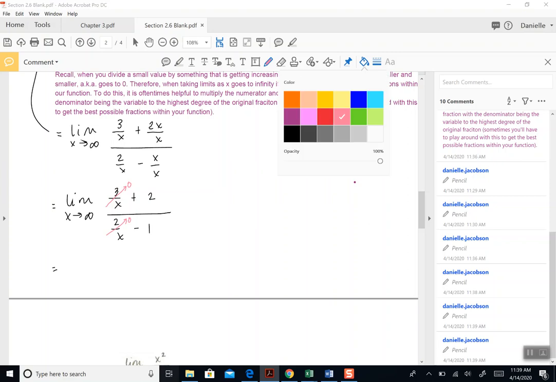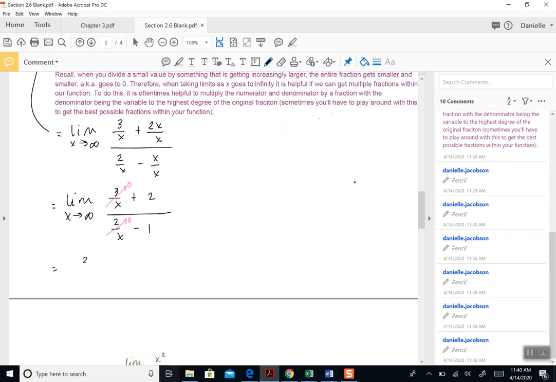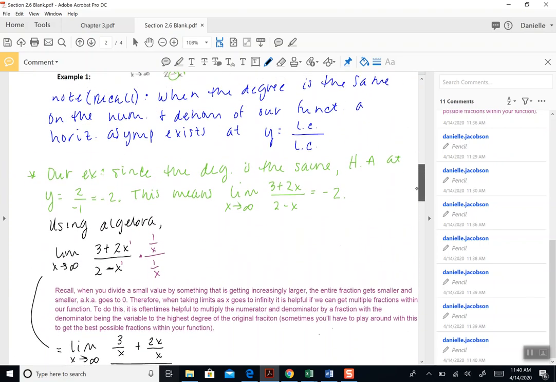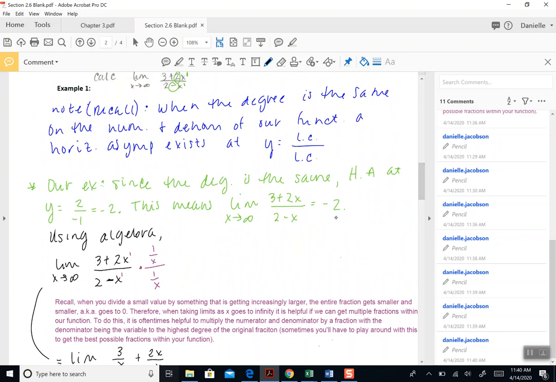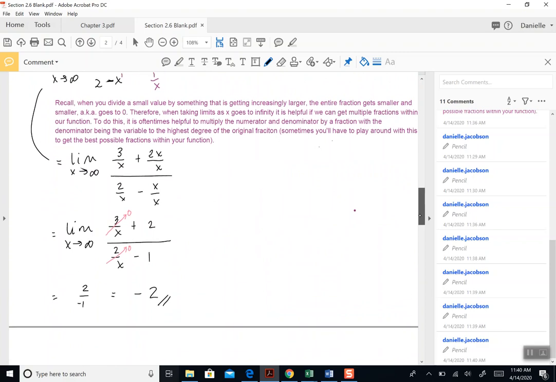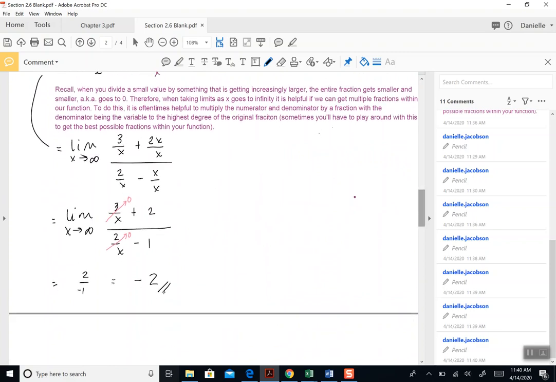I know that the 2 and the negative 1 are constants, they just go to themselves. So what I end up getting is 2 over negative 1. That is negative 2 for our final answer. Should you be surprised by that? Absolutely not. Remember, we talked about this before. We said, since there's a horizontal asymptote at negative 2, that is going to be my limit. Well, now you've just done a fair bit more work to confirm that.